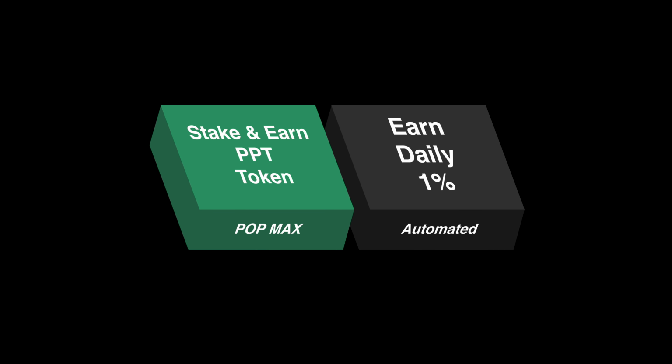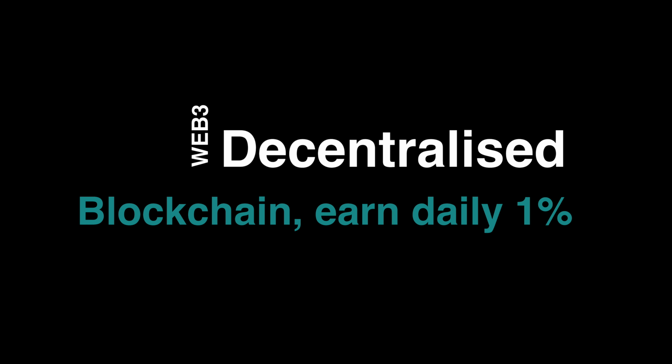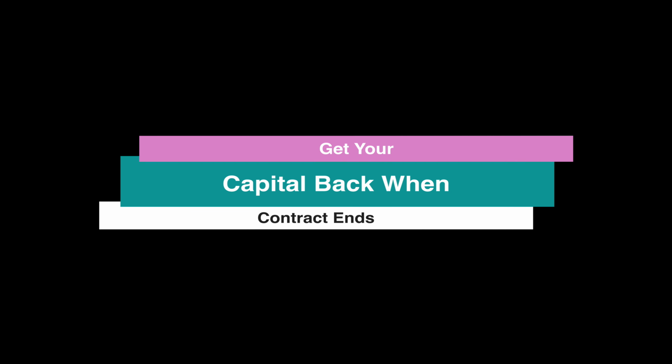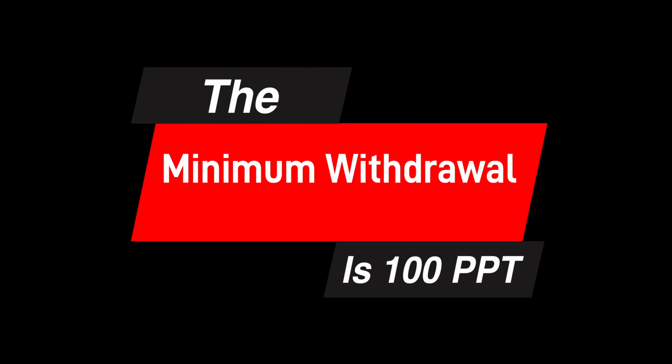Everything is on the blockchain, just so you know, and it is operating on Web3 technology as well. So you do not need anybody to approve your withdrawal. Your withdrawal just goes like that. Within a few minutes, once it confirms on the blockchain, your money will be in your account. And the good thing is you can earn every day and you can withdraw every day. That is the good thing about this platform. And the minimum to withdraw is 100 PPT, which is great.